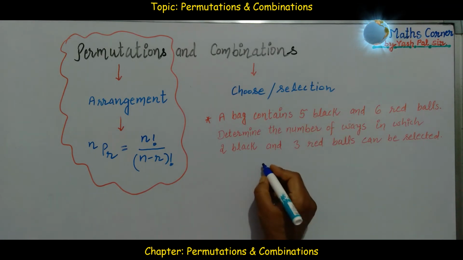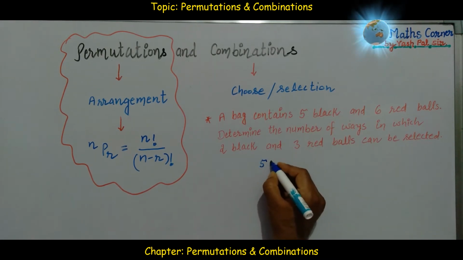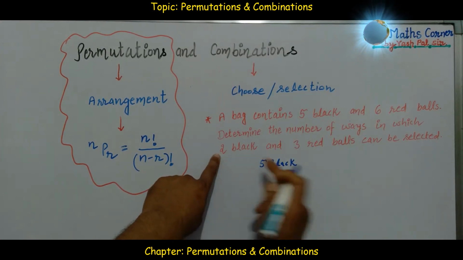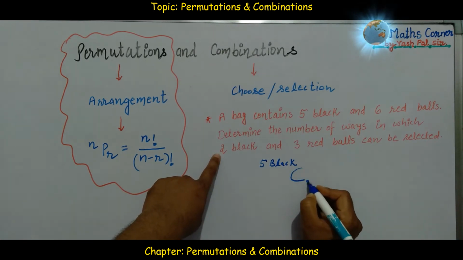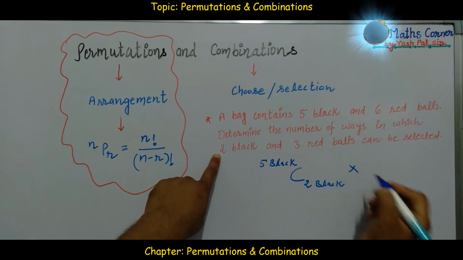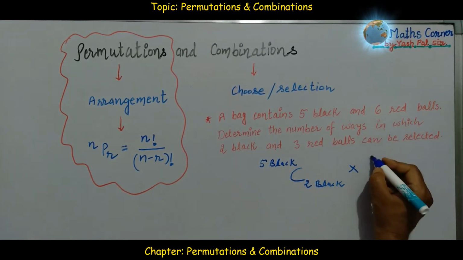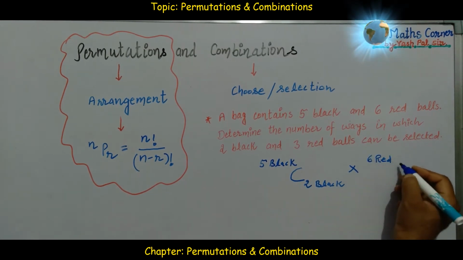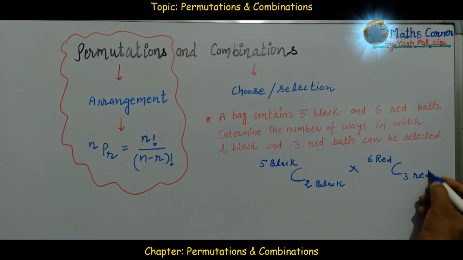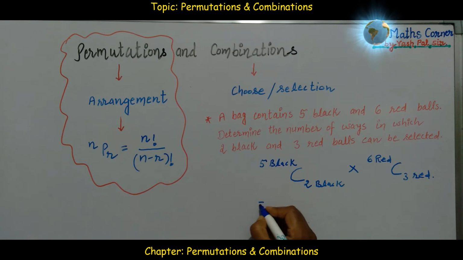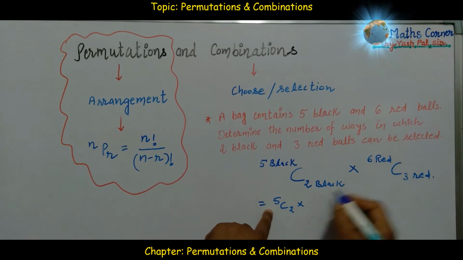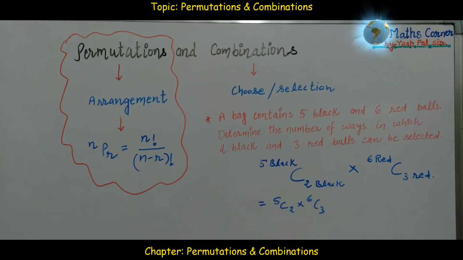5 black balls. Total 5 black balls. Out of these 5 black balls, we need to select only 2. So 2 black. More, it means into. Thereafter total 6 red balls are there. Out of 6 red balls, we are just selecting only 3 red balls. Right? In short, we write this as 5C2 into 6C3. C means combination.